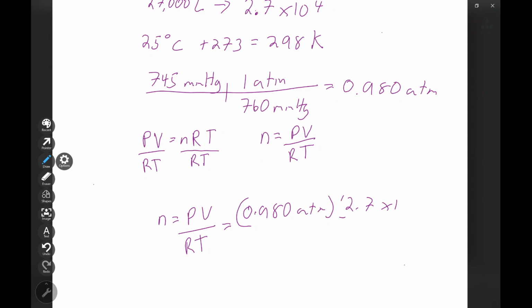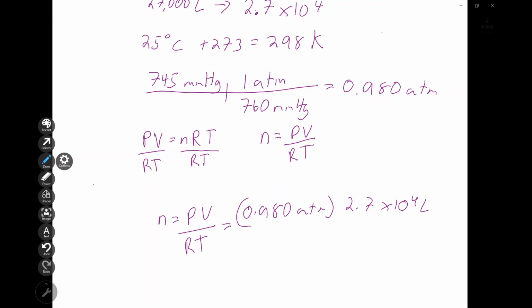We have all our numbers, so I'm going to slide this up, and now we can just plug everything in. Our P, we found our pressure is 0.980 atm. Our volume, you know what, I'm going to write this down below because we're going to run out of room if I don't.